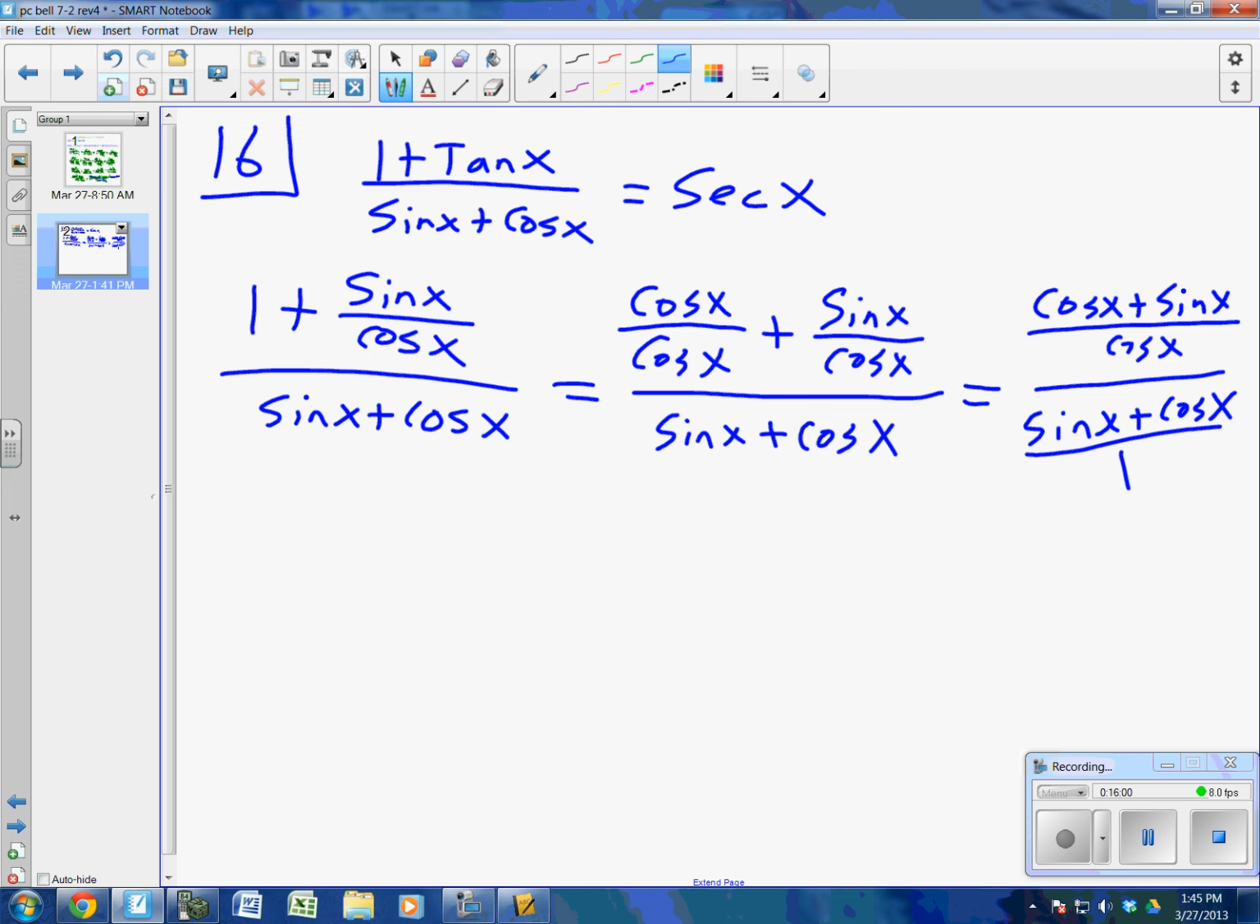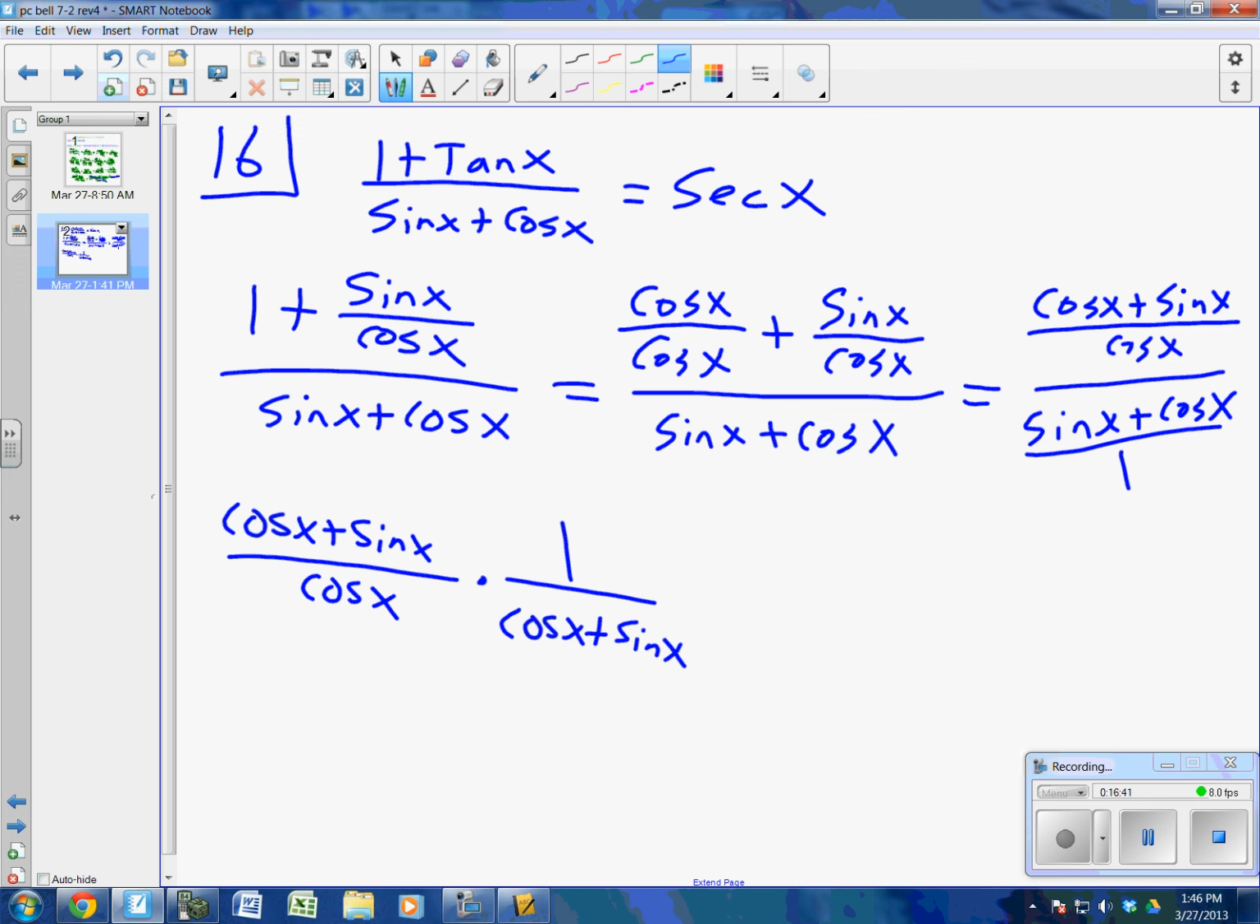Now, what do I have? I have a fraction divided by a fraction. What do you do when you have a fraction divided by a fraction? Take the reciprocal of the bottom one and times it by the top one, right? So I'm going to get cosine of x plus sine of x all over cosine of x times 1 over cosine of x plus sine of x, right? When I took this bottom one, I switched them around because it doesn't matter which way they're written if it's addition, right?